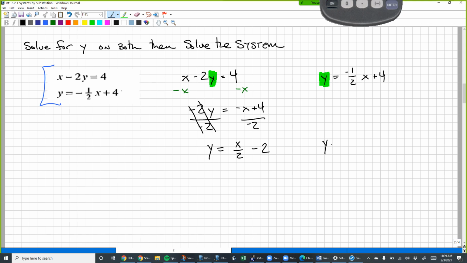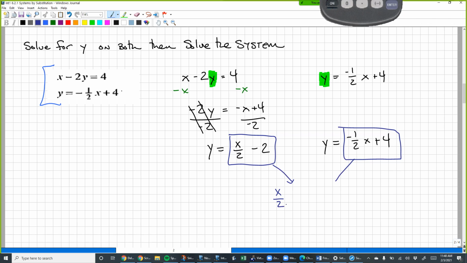The other equation we had, y is equal to -1/2 x plus 4. So since these are both equal to y, I can take this, which is equal to y, and this, which is equal to y, and set them equal to each other. So that x over 2 minus 2 is equal to negative 1/2 of x plus 4.